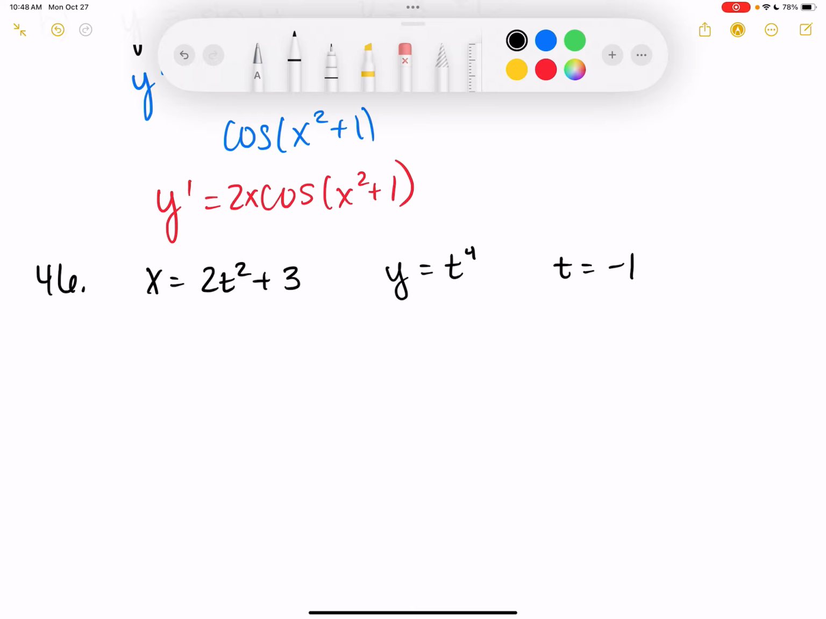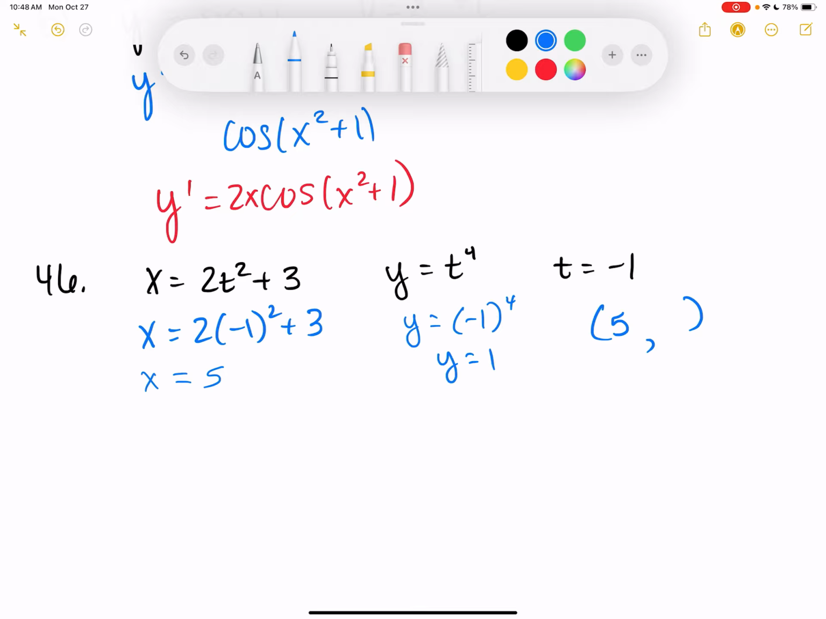So anyways, the first thing I'm going to do is find x and y, because I ultimately need the point to find the equation of my line. So I'm finding the x and y value because they're not giving me the point straight up. So I'm going to plug in this over here to just get my ordered pair. So x is equal to 2 times -1 squared plus 3. -1 squared is just 1, so that ends up just being 5. And then y is -1 to the fourth, which is just +1. So the point that I'm going to be dealing with is 5, 1.